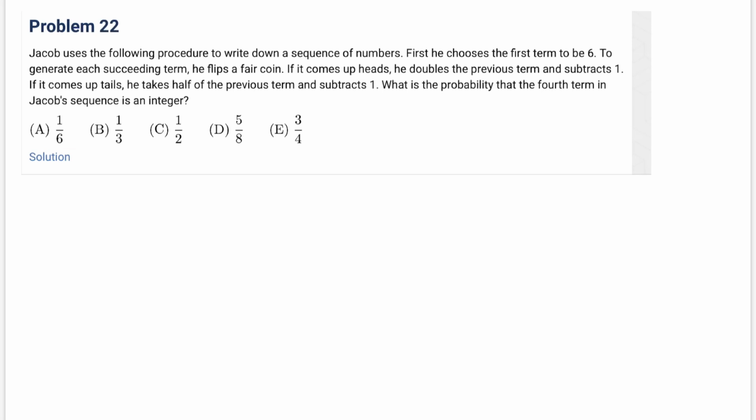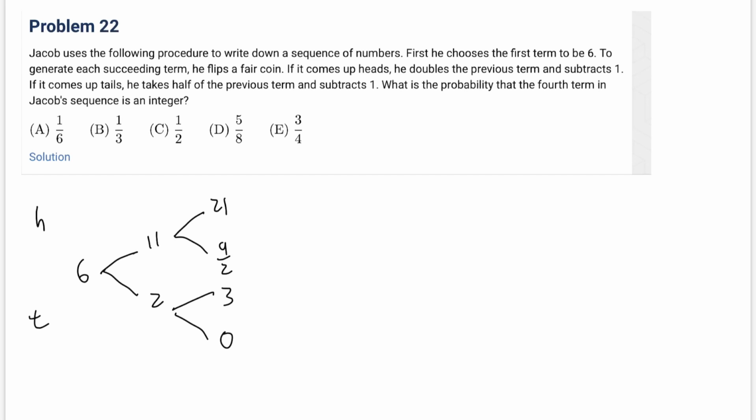Okay, so let's say the first term is 6 because it said so, and then he flips the fair coin. So if it comes up heads, this is heads, this is tails, he will double the previous term and subtract 1, so this will be 11. Half of the previous term and subtract 1, this would be 2. Here, doubling the previous term and subtracting 1 would be 21. Halving the previous term and subtracting 1 would be 9 over 2. This would be doubling and subtracting 1, so it's 3. Half and subtract 1, this would be 0.